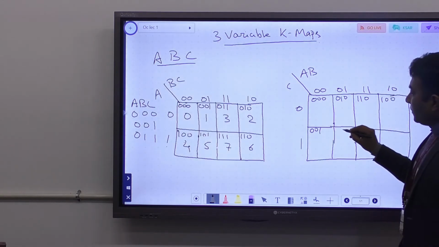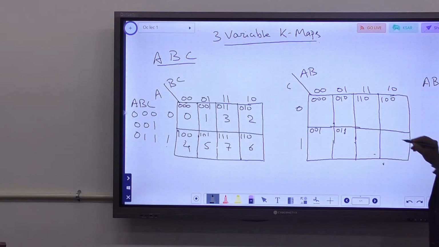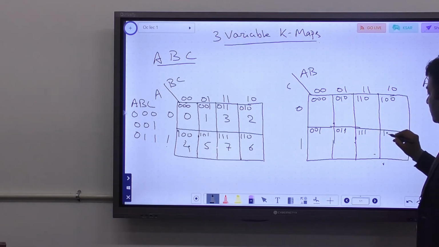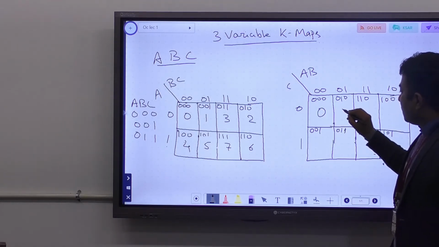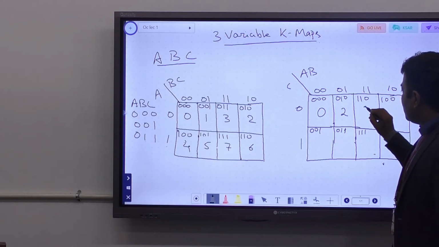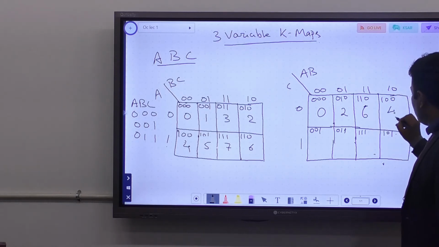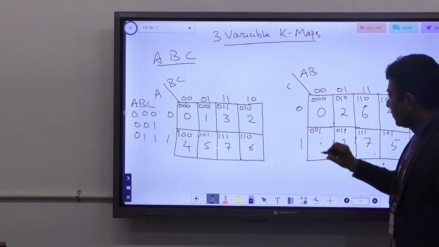For this particular block, we would be writing 0, 1 and 1, and for this block it is 1, 1, 1. For this block it is 1, 0, 1. Converting it into decimal, this is 0, this is 2, this is 6, this is 4, this is 5, this is 7, this is 3, and this is 1.